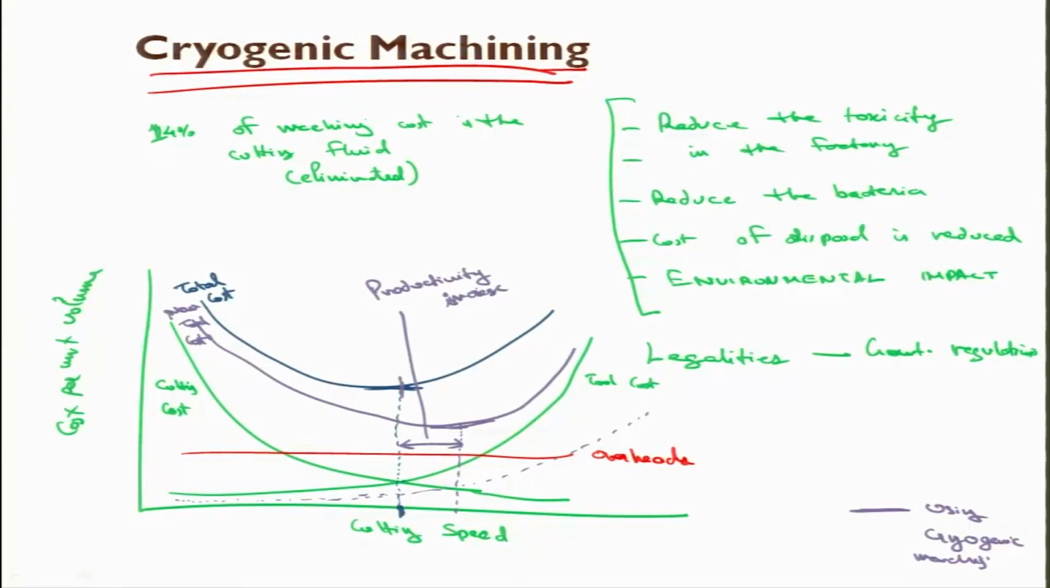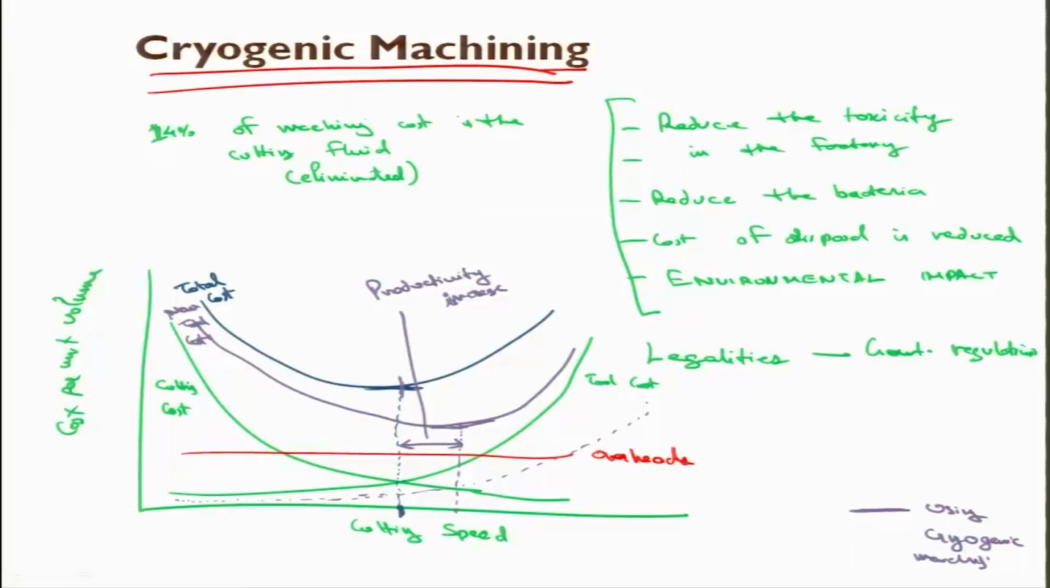So, though the initial investment cost in cryogenic machining is high, if we see in the long run, because of the savings in tool cost, the investment cost can be compensated. So, in the long run, the overall cost might be lower. This is one of the benefits of cryogenic machining. So, how does this tool cost curve get down? This I will try to elaborate here.